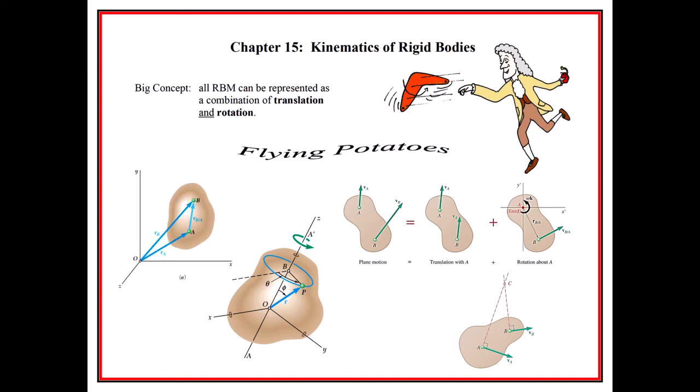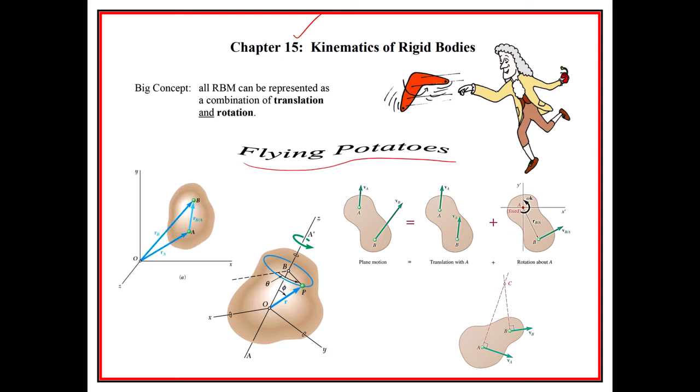We also want to introduce chapter 15 as part of this class, and that's where rigid body motion comes in. But that first part of the chapter is just pure rotation. We want to introduce the flying potatoes, and it's just making a joke that the book shows these as potatoes when they're three-dimensional, and when it's just two dimensions, they show them as potato chips.